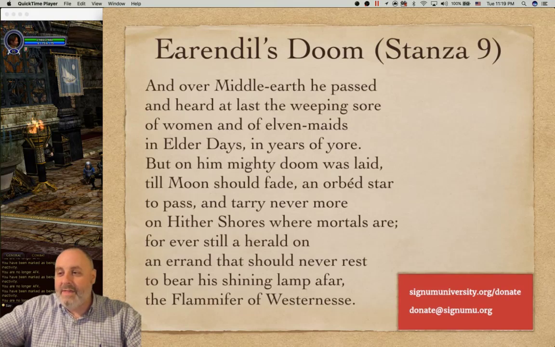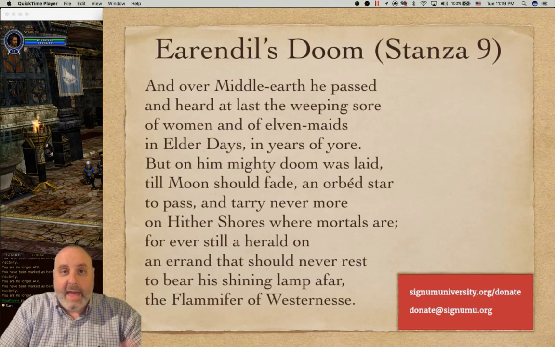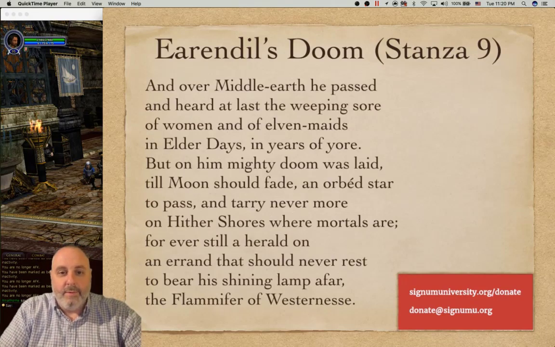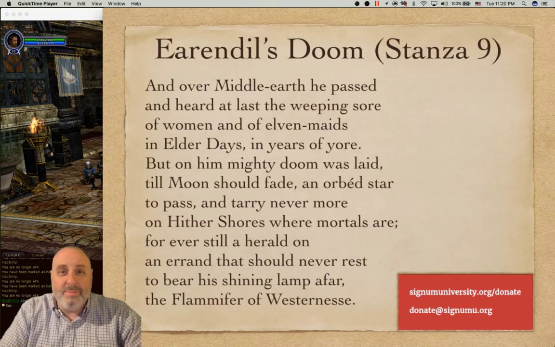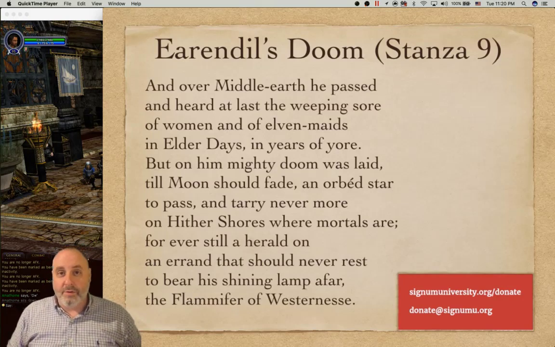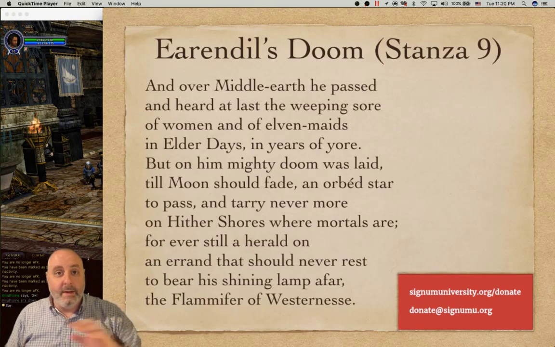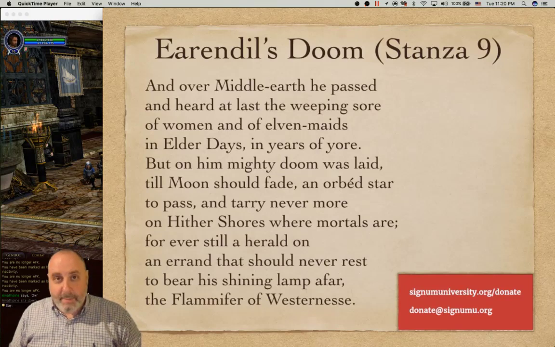Yeah, Fourth Dauntless, I think that's exactly it. Fourth Dauntless and Earendil and Tony and Bruni are all thinking the same thing. He can't rescue the maidens. He heard at last the weeping sore of women and of elven maids. So what did he do about it? Nothing. But on him mighty doom was laid, till moon should fade and orbed star to pass, and tarry nevermore on hither shores where mortals are. He can hear the lamentations of the women and the elven maids, but he can't do anything about it. He can't come down and respond to them. He can't come down and rescue them.